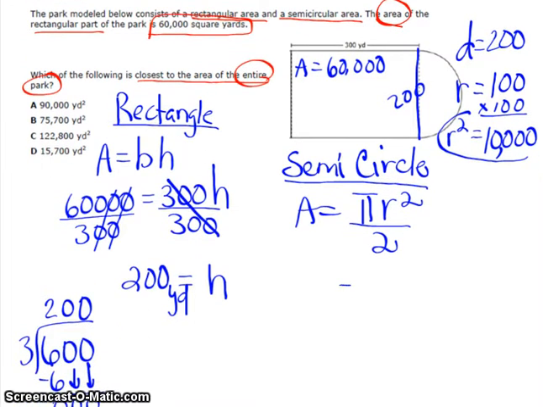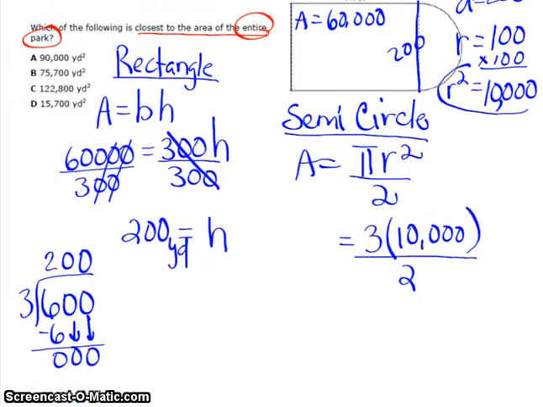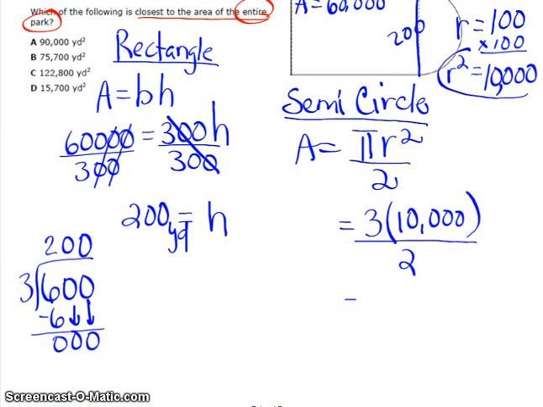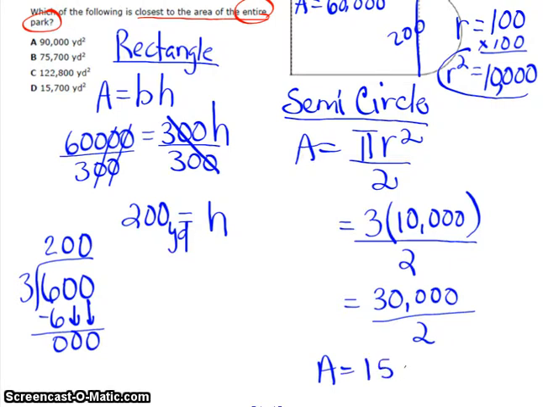Okay, so now I'm going to work the area formula of the semicircle. Pi, and I'm going to estimate pi as 3. I'm going to use 10,000 for radius squared. And I'm going to take all of this and divide by 2. 3 times 10,000 is going to give me 30,000. And when I divide this by 2, I'm going to get the area of that semicircle to be 15,000.